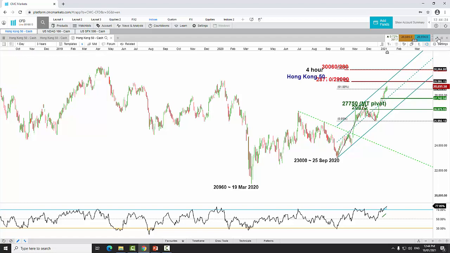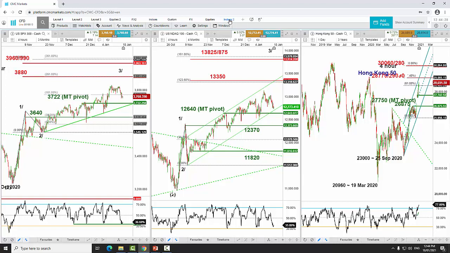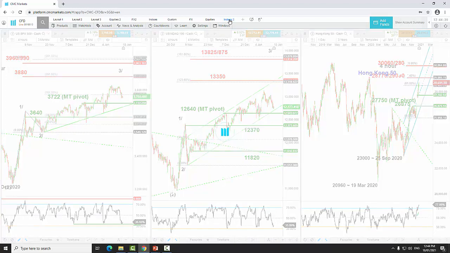Now moving on to the next index, which is the Nikkei 225. In our platform we call it the Japan 225 index. Okay, give me a minute to load.